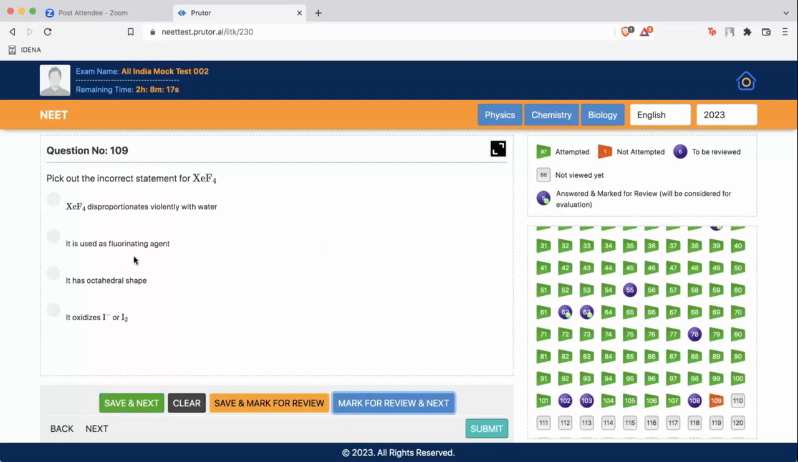XeO4 is used as a fluorinating agent. It has octahedral shape. Oh, XeO4 does not have octahedral shape. That is wrong.